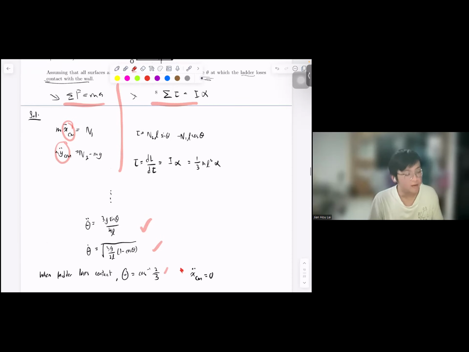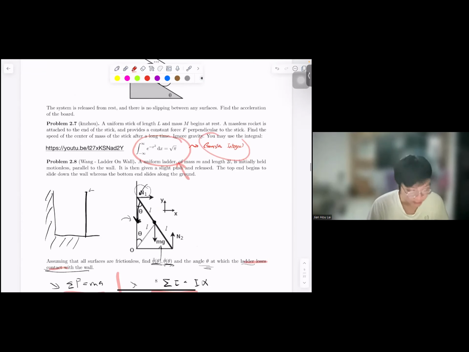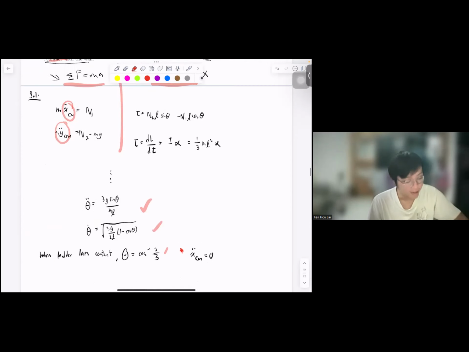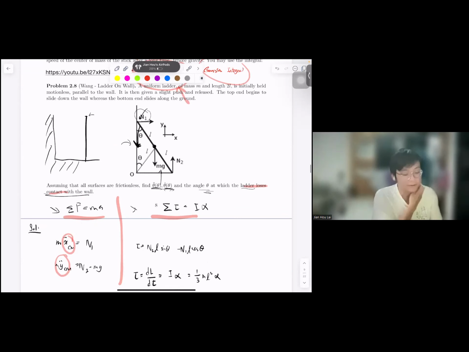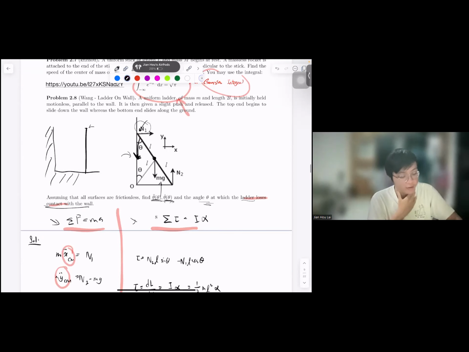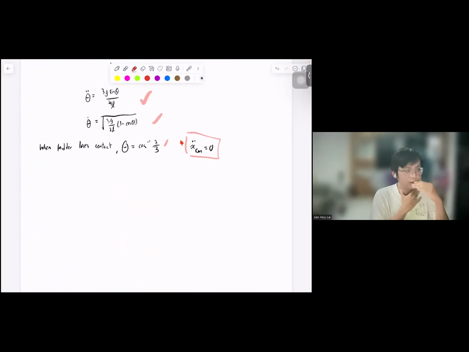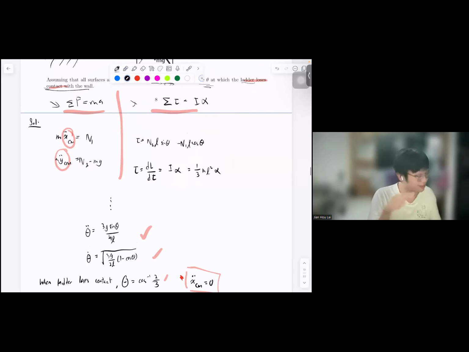And the idea is that when the letter loses contact with the wall, the force that the wall supplies will be zero. And there will be the acceleration about the center of mass to be zero. So that will be the condition when the letter loses contact with the wall.